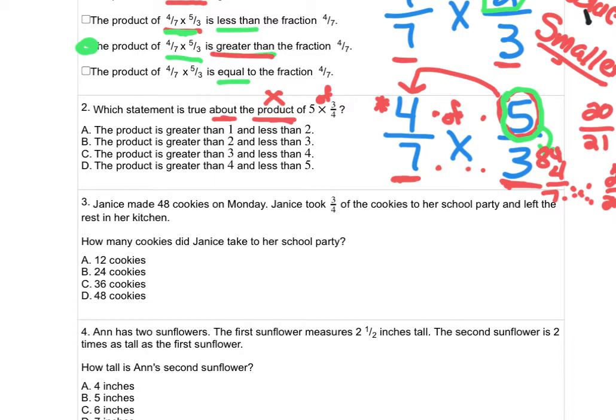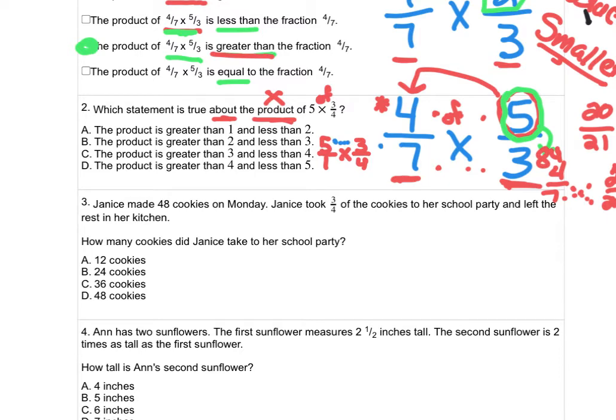So it says the product's greater than 1 but less than 2, greater than 2 and less than 3, greater than 3 and less than 4, greater than 4 and less than 5. Okay, that doesn't really help me, so I'm actually going to have to work that one out. So all you're going to do is say 5 over 1 times 3/4 and just work it out.